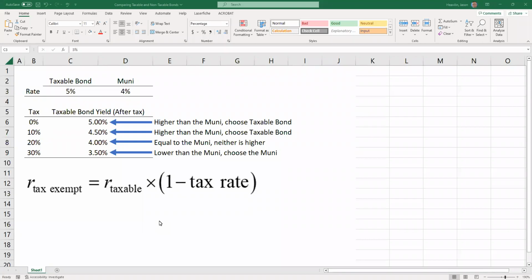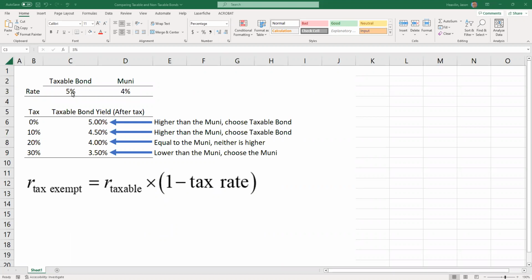In this video, we are going to talk about taxable bonds versus tax-exempt bonds. The idea is to compare them after taxes are paid to see which one gives a better yield.